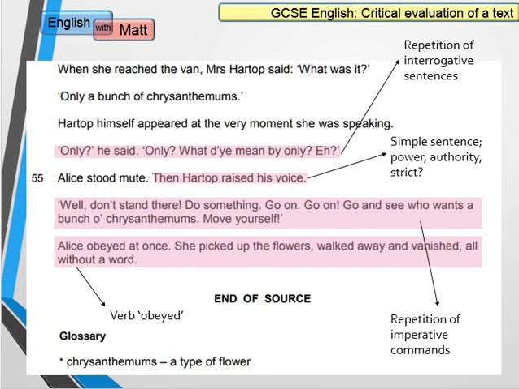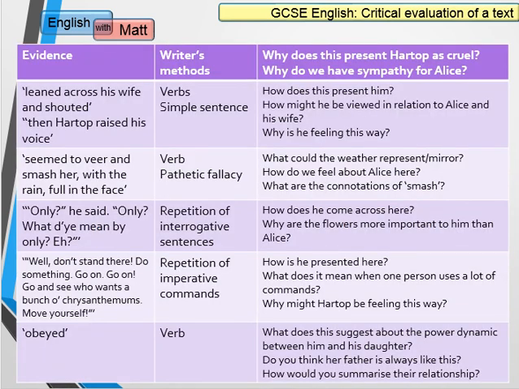So now that we've planned the extract, interrogated the extract and found the evidence, we now need to think about this right-hand column, which is why do these quotes link to the question? So we need to think about why this presents Hartop as cruel, and why this means we have sympathy for Alice.